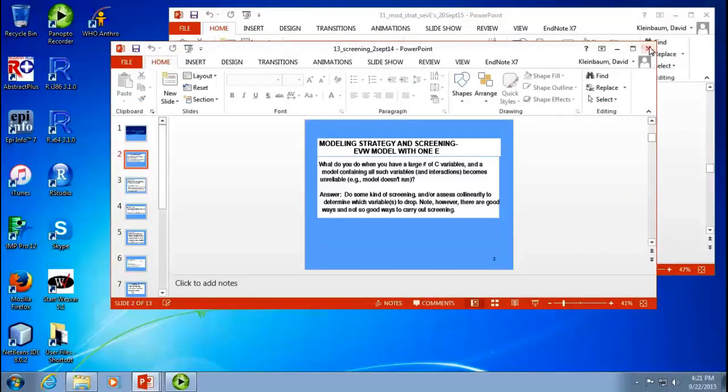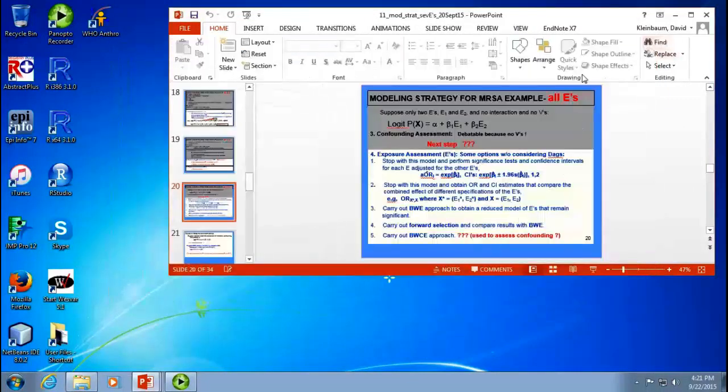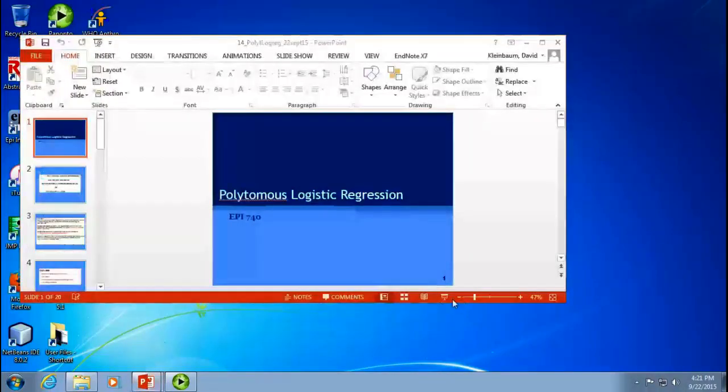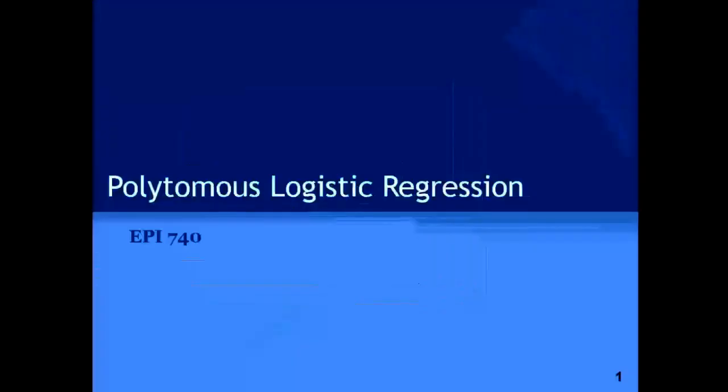So now what I want to do is start talking about the main topic or topics for today, and that has to do with polytomous and ordinal logistic regression. Let's see if I can find polytomous. And there it is. So I took maybe even more time than I wanted, but we're going to talk about polytomous logistic regression now.